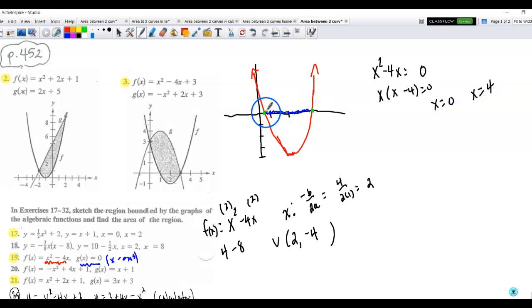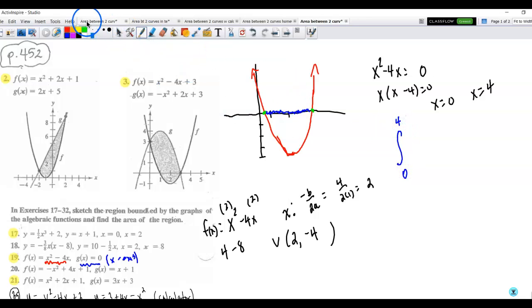So even though my graph doesn't portray it because it was a sketch, this is x equal to 0, this is x equal to 4. So I'm going to start my area between two curve accumulations, starting with the low bound of x equal to 0, stopping with the high bound of 4.